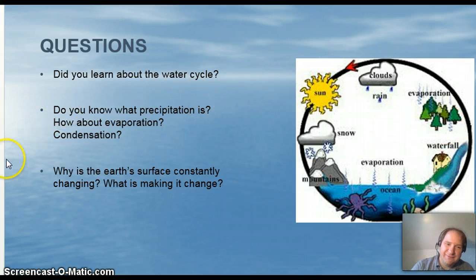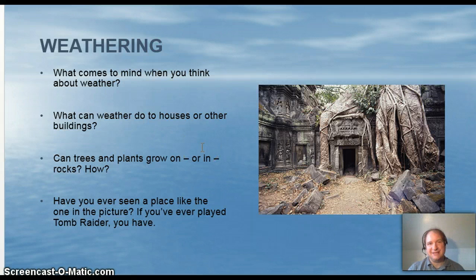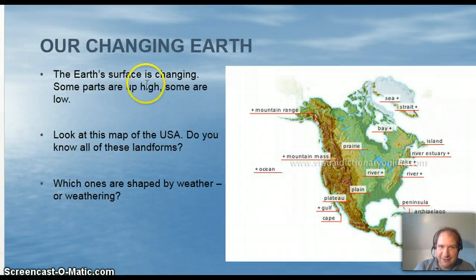And why is the Earth's surface constantly changing? Because it is right now. A big part of it comes down to weathering. The fact is, our weather is changing our world around us. It changes our houses and cities too. Check out this one, Angkor Wat in Cambodia. You can see the trees, the weather going right through.